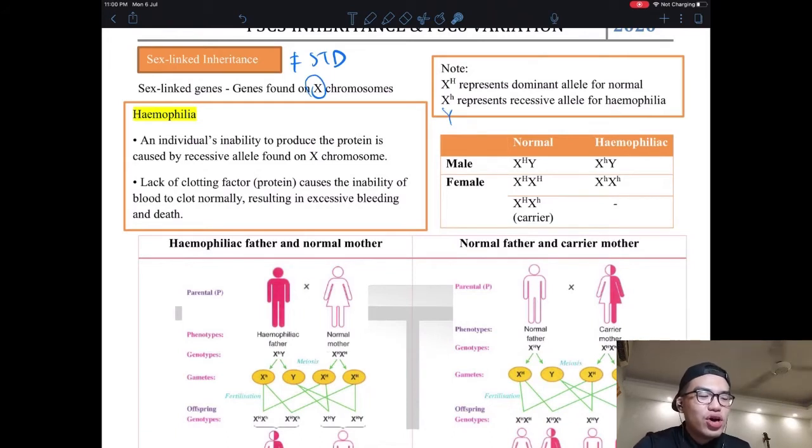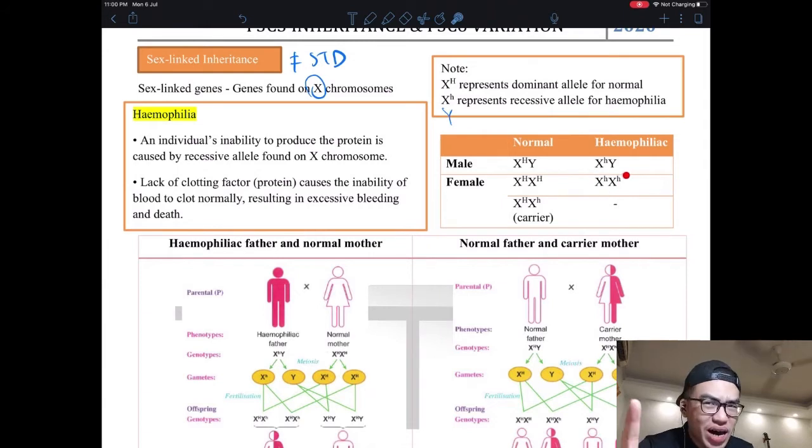Female is where the complication comes. So you can be X big H. Remember, this is only carried by the X chromosome, and a female has two X chromosomes. That's why it's more complicated. So if you are big H big H, you are a normal female. If you are small h small h, you are a hemophiliac female.